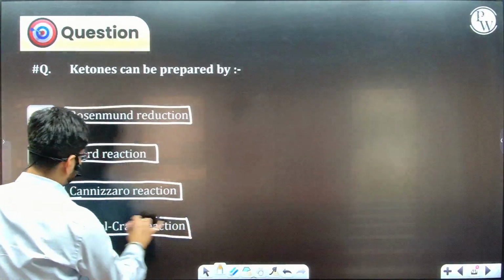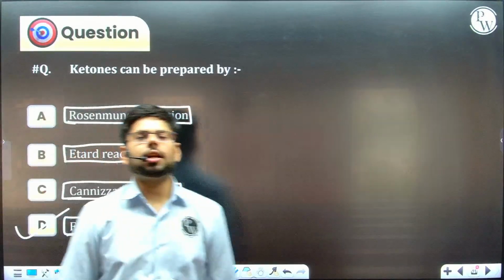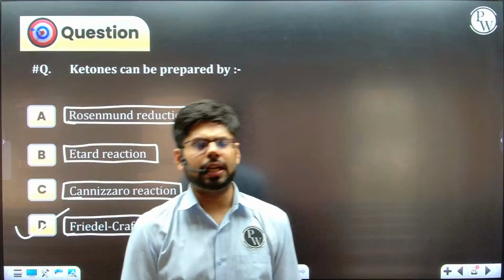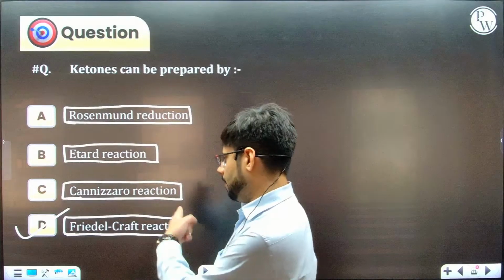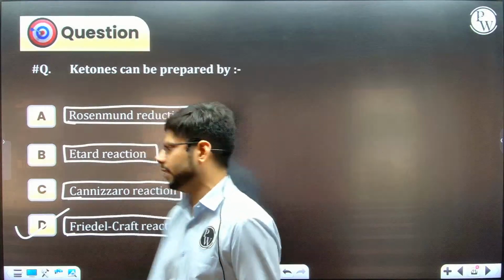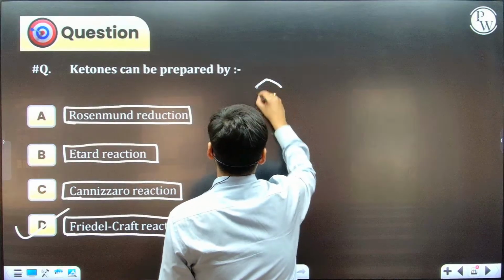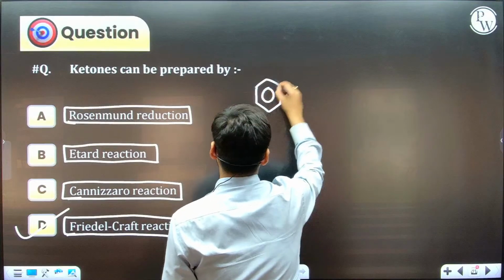Now how does this give us a ketone? Friedel-Crafts reaction is of two types. One is Friedel-Crafts alkylation and the other one is Friedel-Crafts acylation. With the help of Friedel-Crafts acylation, we can get a ketone. So let's check an example.